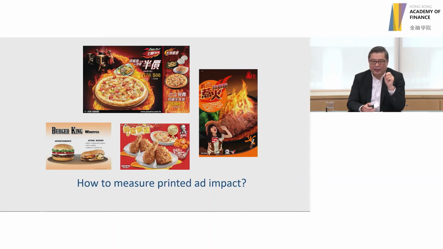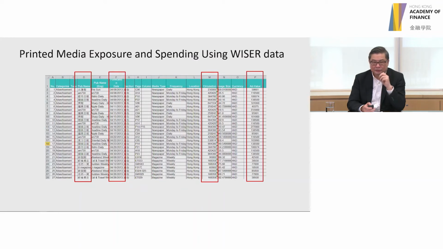And luckily, we come across a data vendor called Visor. Visor has an archive of all the printed media in Hong Kong. So working with Visor, we can actually identify the printed ad coverage of the restaurant.